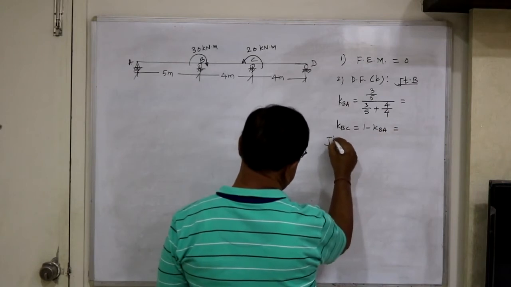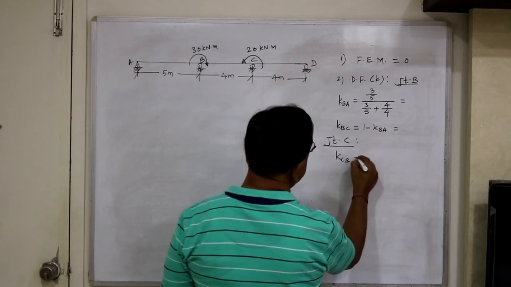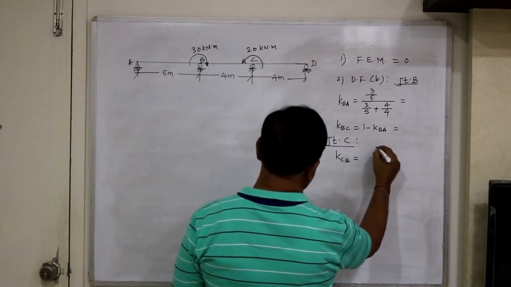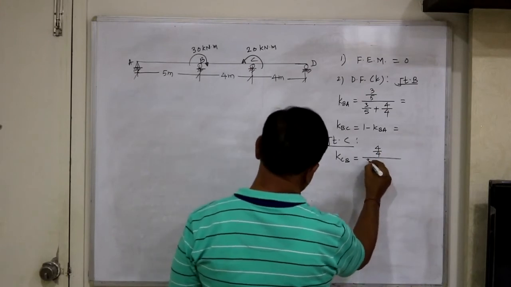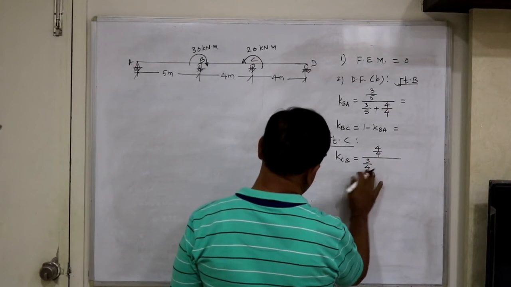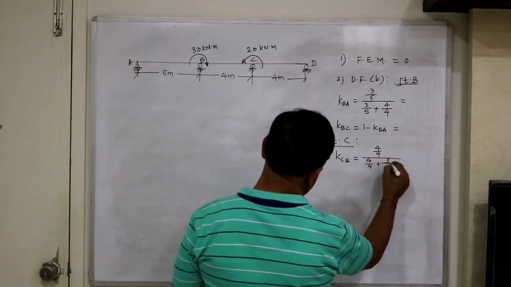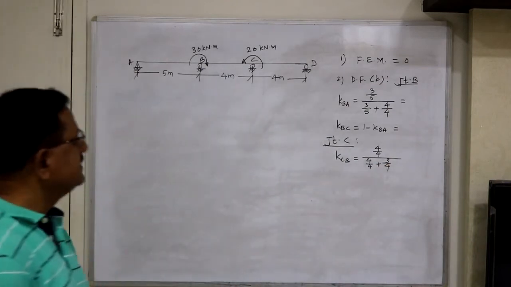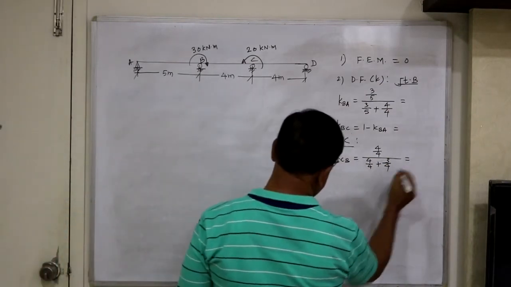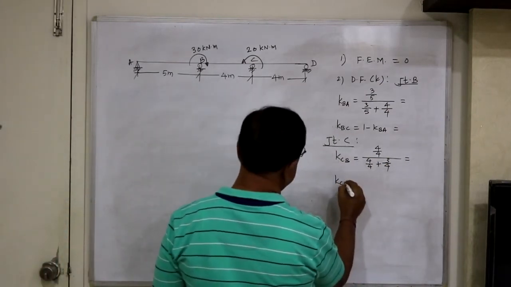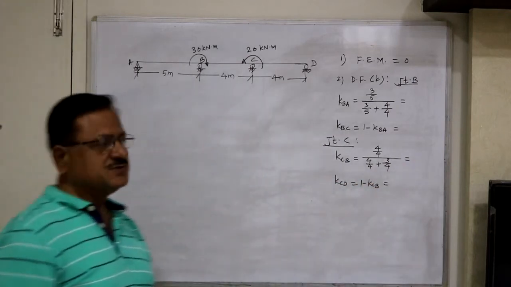Next you consider joint C. At joint C, KCB is also 4 upon 4 divided by 4 by 4 plus 3 by 4, because the stiffness of CD is 3 upon 4 EI. So you find this, and then KCD equals 1 minus KCB. So we will get the distribution factors.